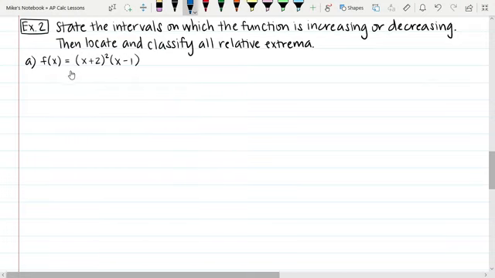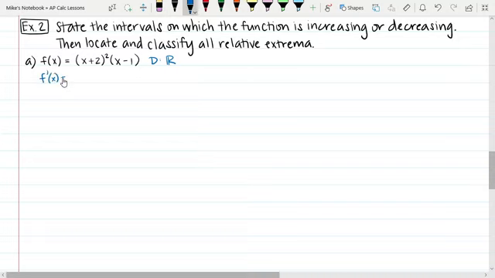So same process. Here's our function. First thing we want to do is take note of the domain. Well, this is just a polynomial, but it's in factored form, but that means our domain is still going to be all real numbers. So we have no domain restrictions in this particular case. But now we do need to find the derivative.